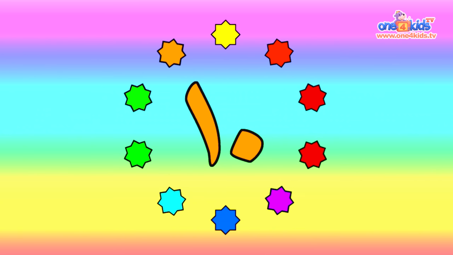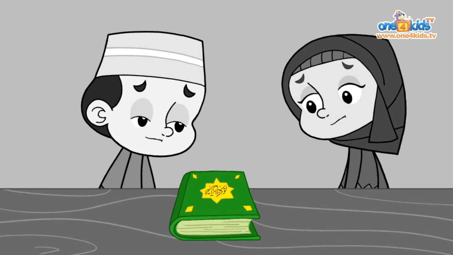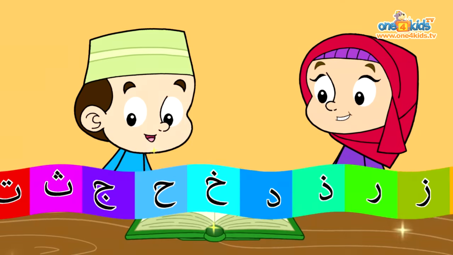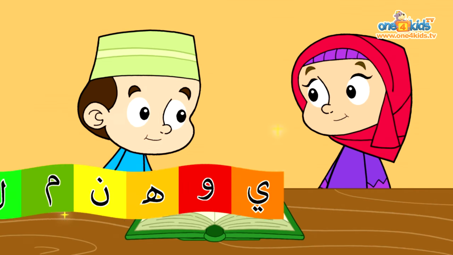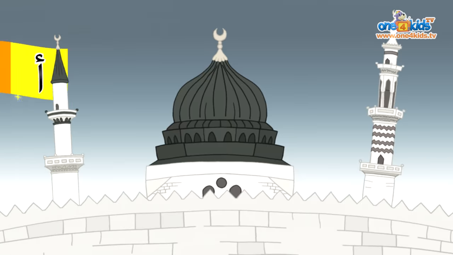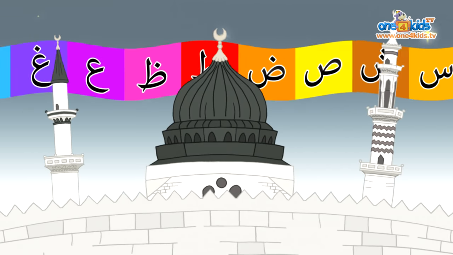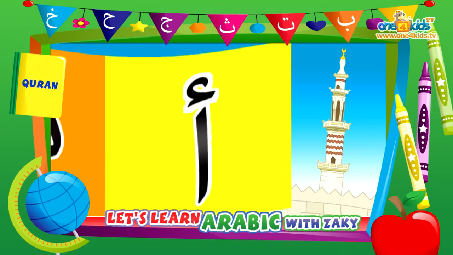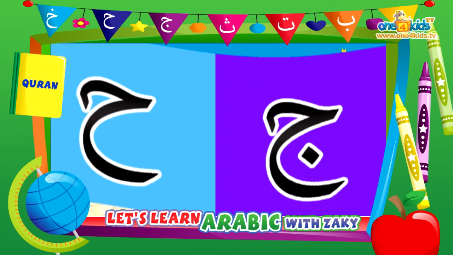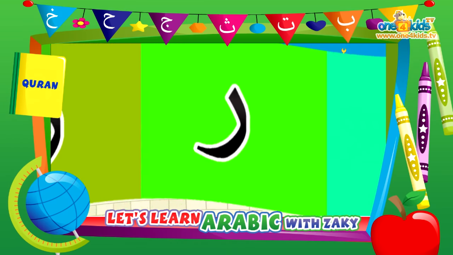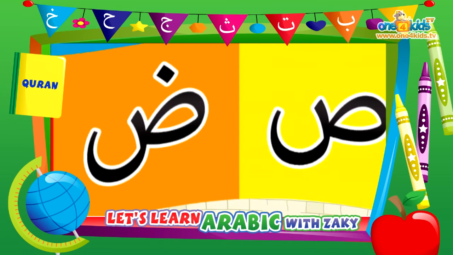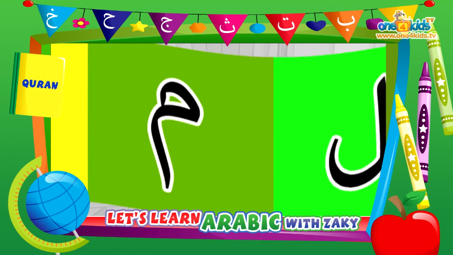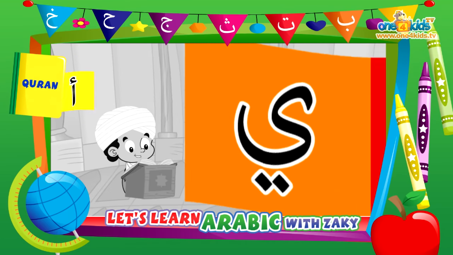The Arabic numbers. We're learning the Arabic alphabet so we can read and learn Al-Quran, the language of our beloved Muhammad, the last prophet sent from Allah. It goes Alif, Ba, Ta, Tha, Jim, Ha, Kha, Dal, Dal, Ra, Za, Sin, Shin, Sad, Dad, Ta, Tha, Ain, Ghain, Fa, Qaf, Kaf, Lam, Mim, Nun, He, Waw, Ye.